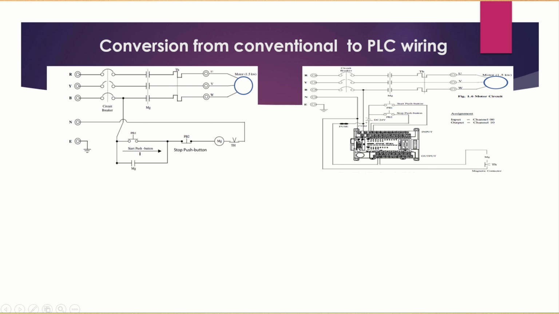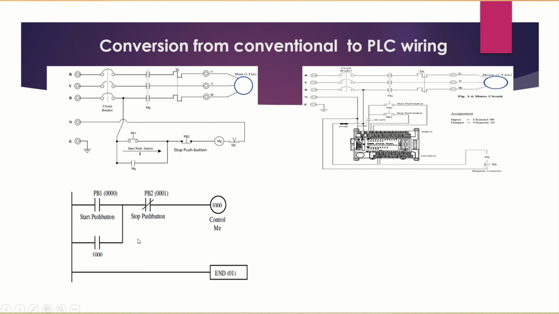The only difference is that here we have a maintaining contact from the magnetic contactor coil, or we call it the seal-in contact. It is wired here in the conventional motor control circuit, while in the PLC wiring, it is located in the ladder diagram here.